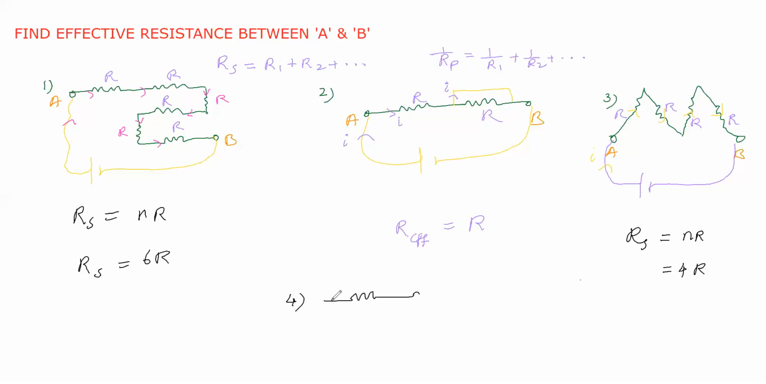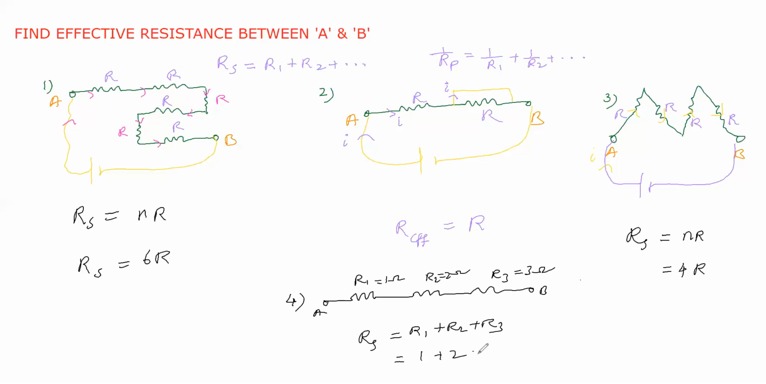See here the resistors we are taking. Here the first resistance is 1 ohm, the second resistance is 2 ohm, the third resistance is 3 ohm. In this case, to find effective resistance between A and B, all the resistors are different, so the effective resistance in series combination is equal to the sum of individual resistances R1 plus R2 plus R3. Now let us substitute the values of R1, R2, R3: 1 ohm, 2 ohm, 3 ohm. Now the effective resistance in series combination is equal to 6 ohm.